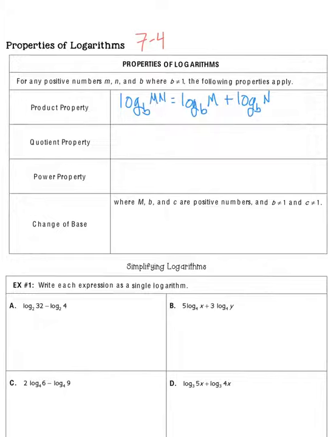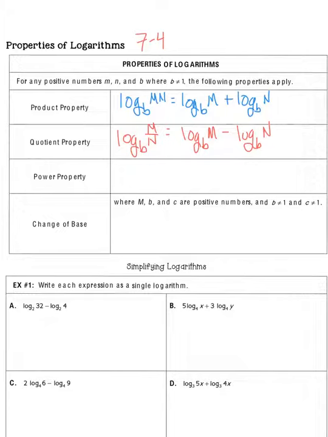The quotient property says that if I have a log of some base and I am dividing two things, that is exactly equal to taking the log of the numerator, got to use the same base, and subtracting the log of the denominator. And again, vice versa works as well. If I have two logs of the same base that are being subtracted, you can combine them into one log by just dividing what's being subtracted.